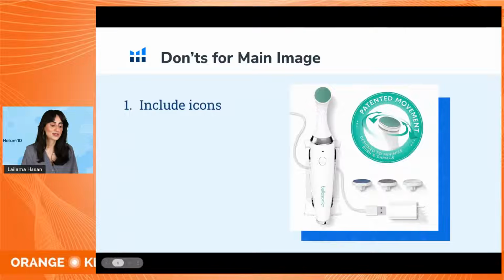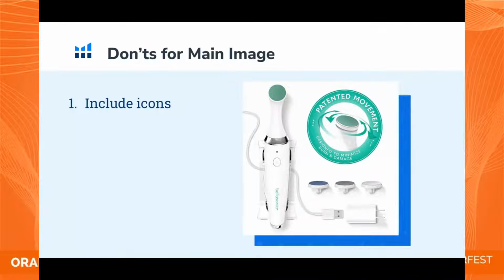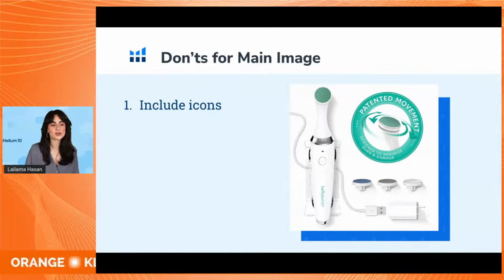Okay, and the first one is do not include icons. I know it's very basic, but I see this image here. Main images must not include icons, any kind of text, any kind of logos, watermarks, or any graphics over the top of the product or the top of the background. As you can see, this image here is a beautiful image, but it is not compliant with Amazon's terms of service.